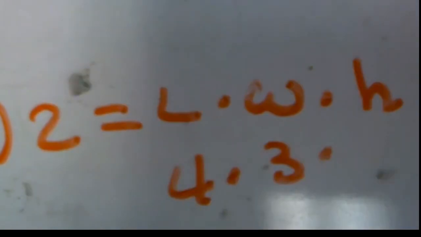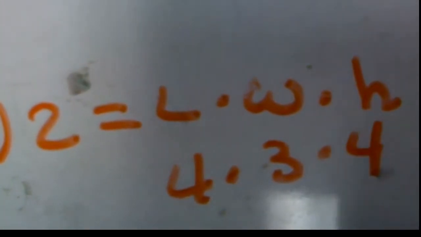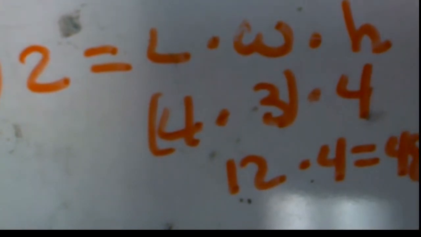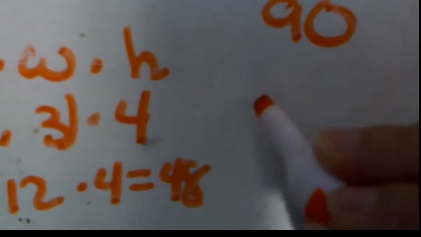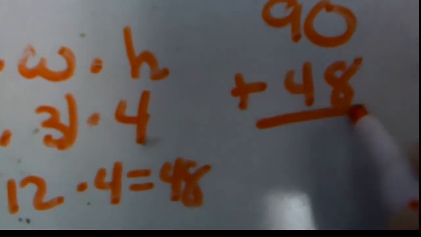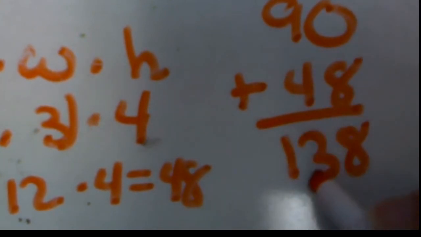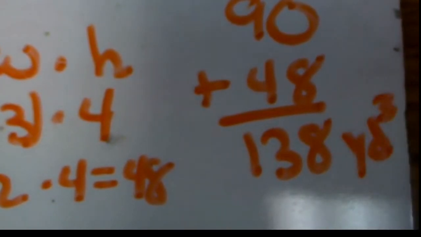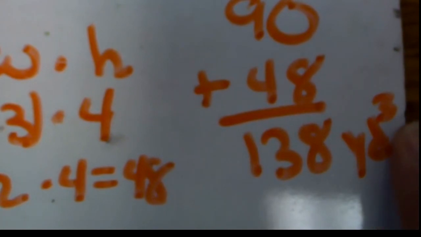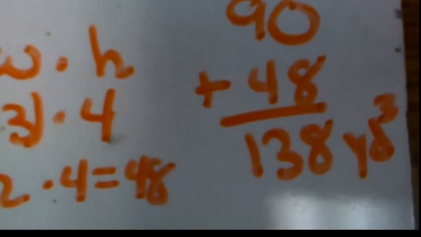Okay. So now I'm going to do times 4, and I'm going to do 4 times 3, which is 12, and then 12 times 4, which is 48. Now I'm going to add my 90 that I had from volume 1 plus my 48 from volume 2. 0 plus 8 is 8. 9 plus 4 is 13. And I get 138 cubic yards. Now you can also write cubic by writing a 3 on top of the yards to say that it's cubic. That's another way to write it.